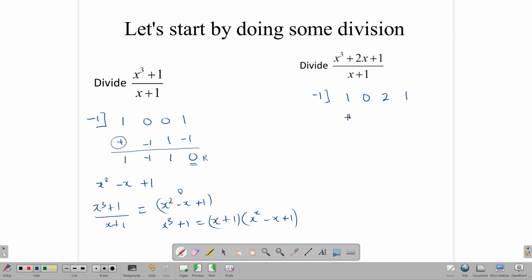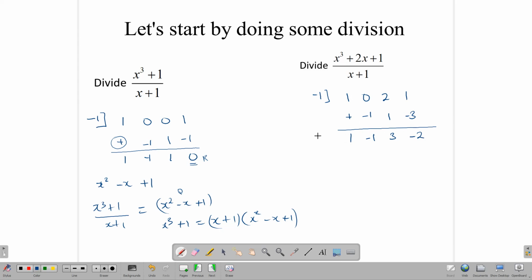So we're going to put our plus sign, and then we're going to go ahead and perform our synthetic division. So negative 1 here times positive 1 gives us a negative 1. Add those, we get negative 1. Negative 1 times negative 1 here gives us a positive 1. 2 plus 1 here gives us 3. And negative 1 times a positive 3 gives us a negative 3. And negative 3 plus 1 here gives us a negative 2. Of course, we drop out that 1 here.